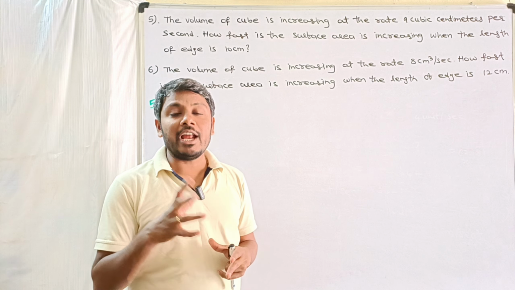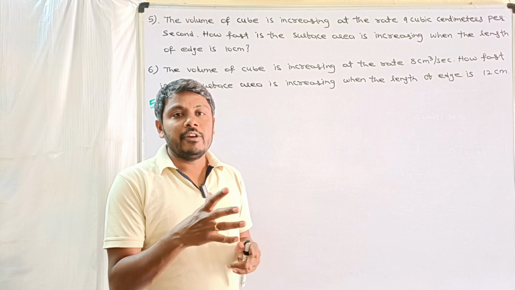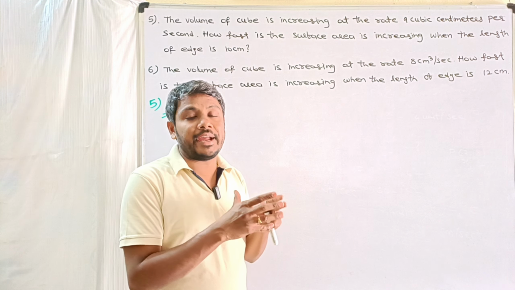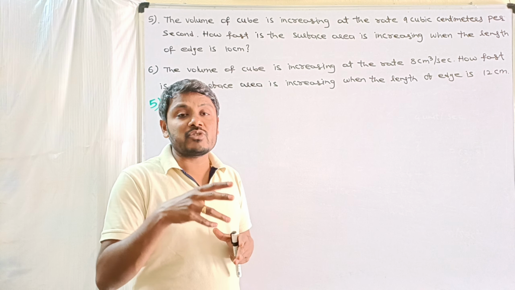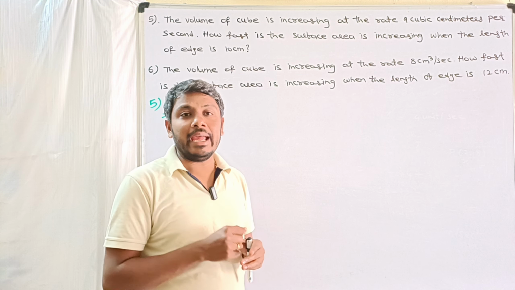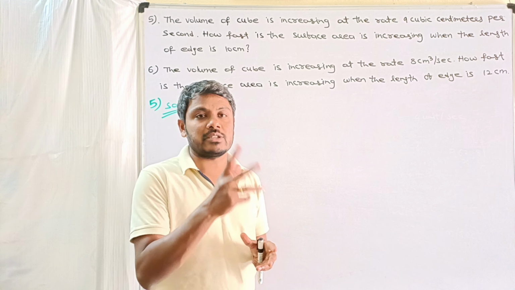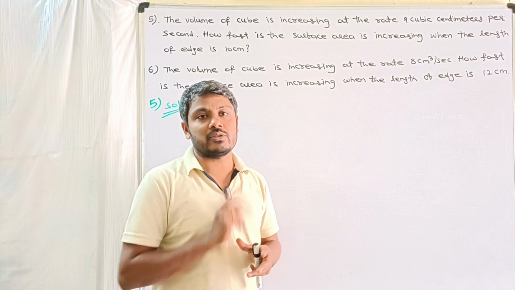Here we know the volume of the cube. If x is the length of the side of a cube, then its volume is x cube and the surface area is 6x square. So we have to remember the two formulas. First one, volume of the cube, V is equal to x cube. Next, surface area of the cube, S is equal to 6x square. So you have to remember these two formulas for these questions.